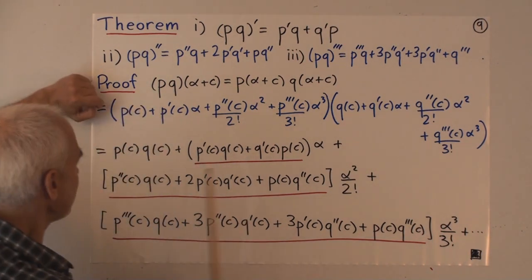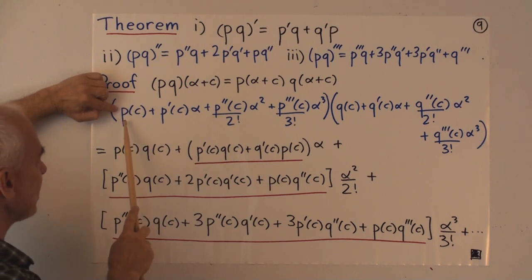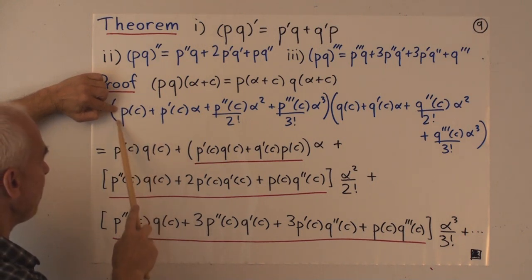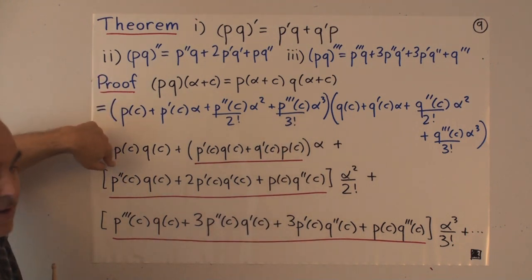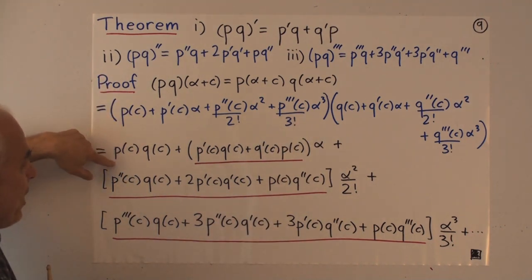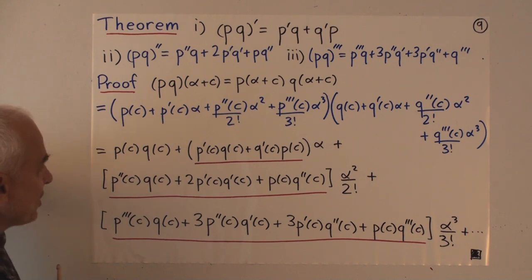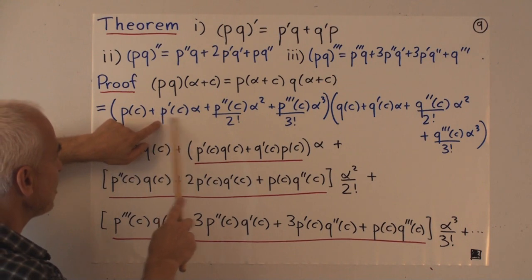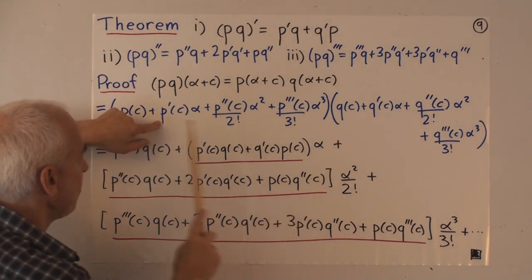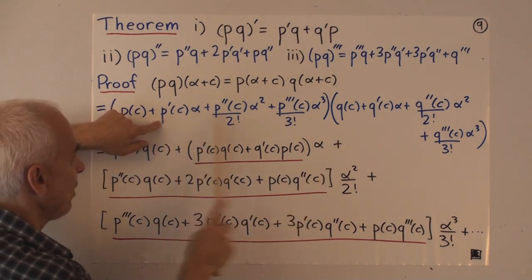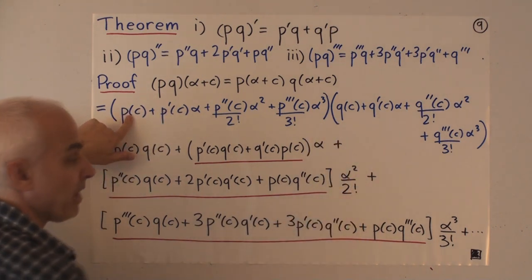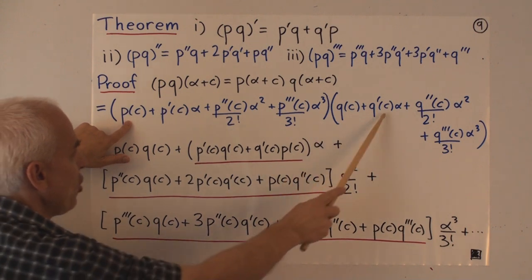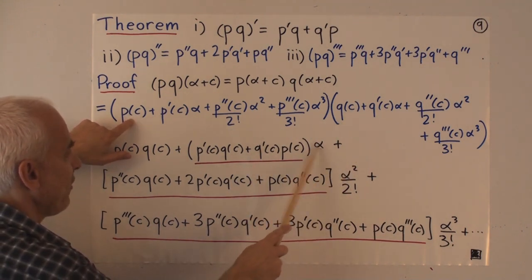So when we look through here, what's the constant term? The term that doesn't involve any alphas at all. Well, there'll be a p of c times a q of c, and that's the only term that doesn't have alpha. And the terms that involve just alpha to the power 1, or just alpha by itself? Well, there'll be this term times this one, so p prime of c times q of c. And the other way of getting an alpha is to take this term and multiply it by that one, so q prime of c times p of c, all of that times alpha.